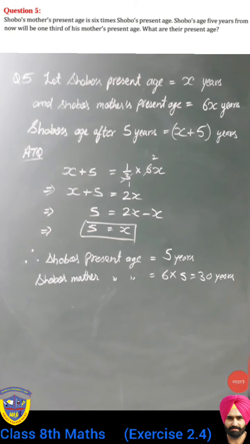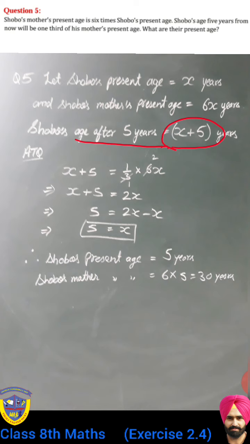Question number 5. It is given Shubho's mother's present age is 6 times Shubho's present age. So let us take Shubho's present age is equal to x. Then Shubho's mother's present age will be 6 times Shubho's age. Next line, Shubho's age 5 years from now means what? After 5 years, Shubho's age will be 1/3 of his mother's present age. Shubho's age after 5 years will be x plus 5.